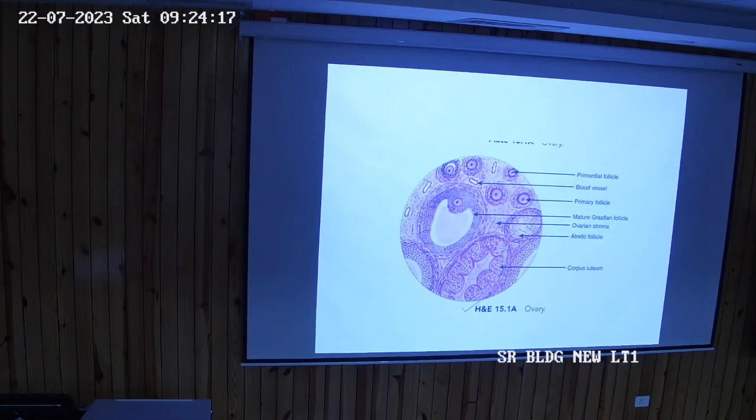Up to this stage, the part is completed before formation of the Graafian follicle. The follicles are present in the first prophase of the first meiotic stage, first meiosis, and from the beginning, in the fetal life, to the formation of the Graafian follicle, it remains in the prophase of meiosis first.